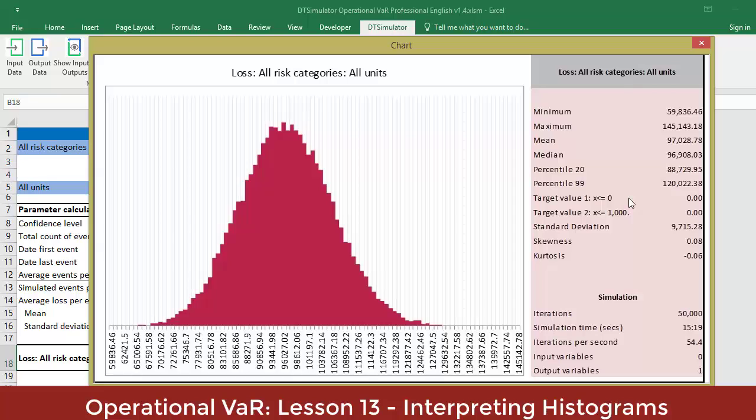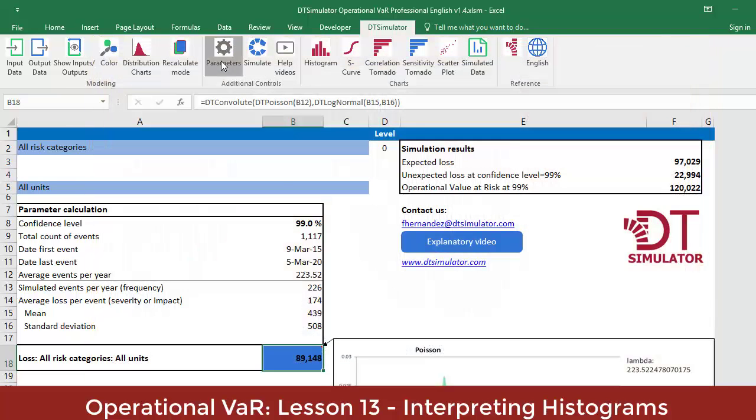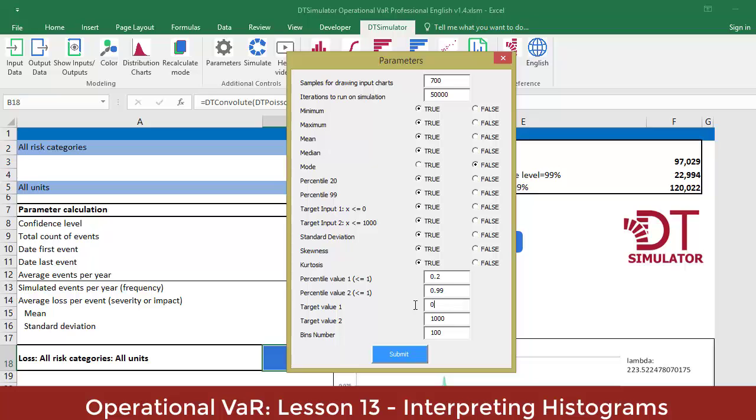You can set lower and upper limits for percentiles and target values. For example, at this time the two target percentiles have been set at 20 and 99. The two target values have been arbitrarily set at $0 and $1,000. These four statistics can be modified with the parameters icon on the DT simulator ribbon. We go to parameters and modify the following parameters.